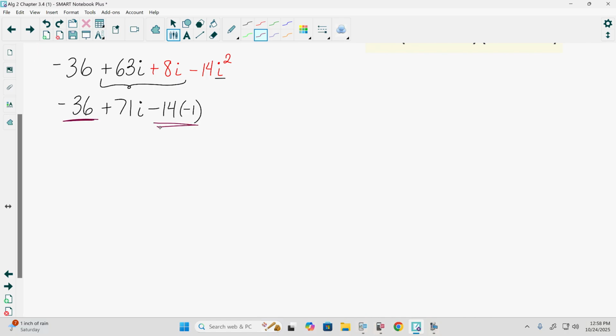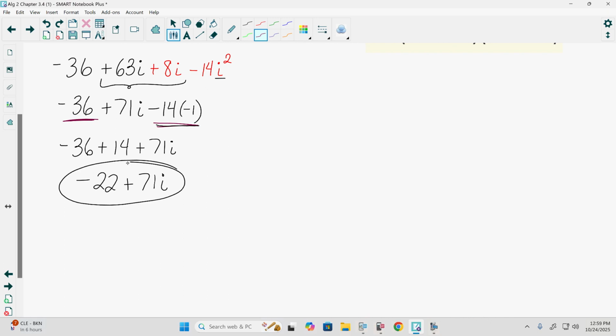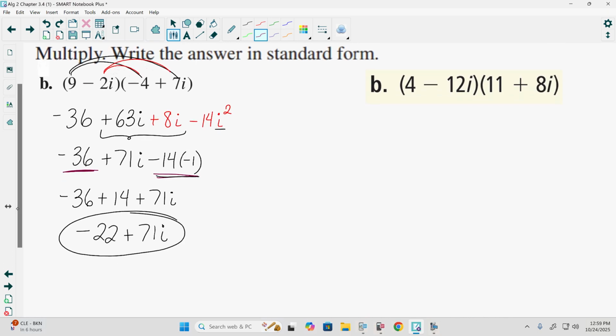Now we have real-like terms because the i squared became negative 1. It doesn't have i anymore. So this is part of the real part of the complex number. So we have negative 36. Negative 14 times negative 1 is just positive 14. Now I'm going to move it up next to the negative 36 because we are going to have to combine those two terms. Negative 36 plus 14 is negative 22. And we get negative 22 plus 71i. And that's it.